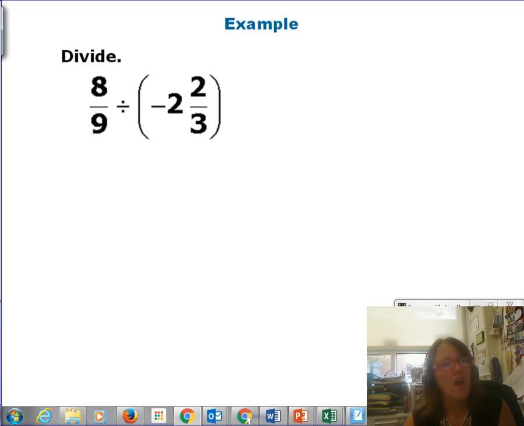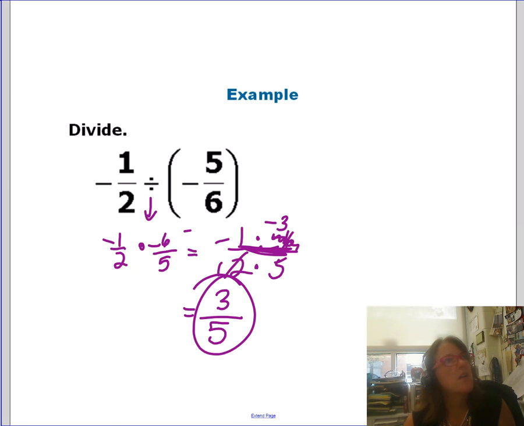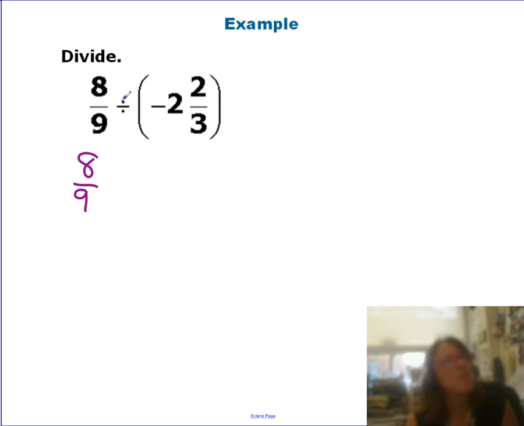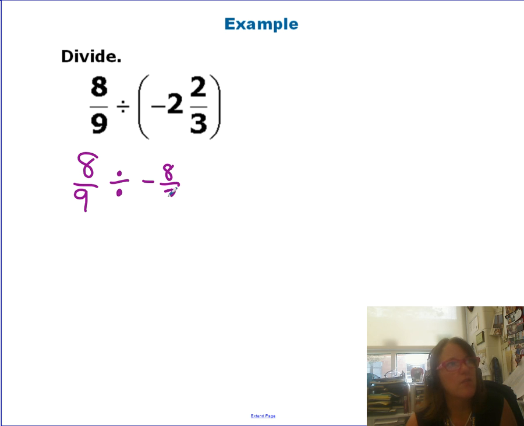Sweet. All right, let's see. What else have I got here? Yes, next example. Let's do this one. 8/9 divided by -2 2/3. Keep the first fraction. Oh, wait. You know what? I should really write this as one improper fraction first, because I can't flip it till I turn it improper first. So this is really 2 times 3 is 6 plus 2. This is really -8/3 to begin with.